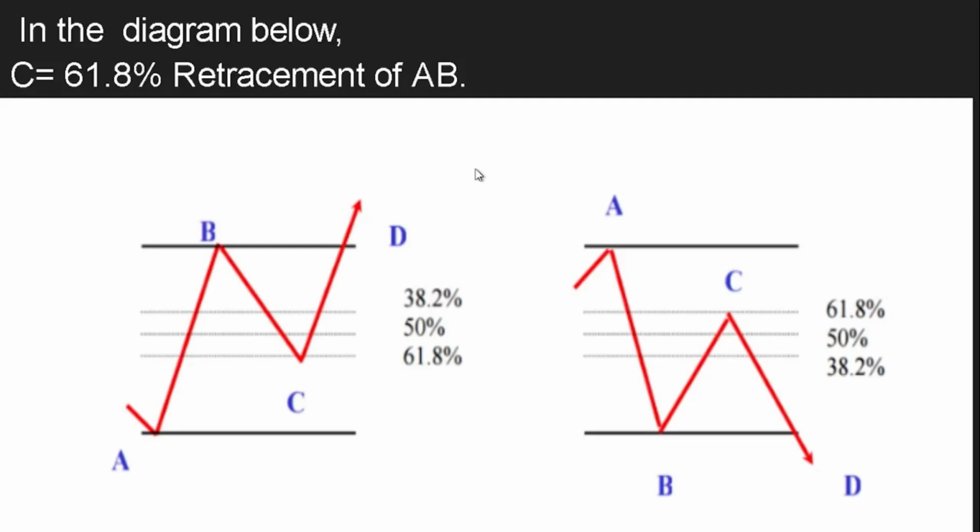In the diagram below, see here a 61.8% retracement of AB, and this is an upward movement of the trend. So it retraces at point C here, 61.8% of AB. So this is the downtrend. So AB here retraces A. So C is a 61.8% retracement of AB.